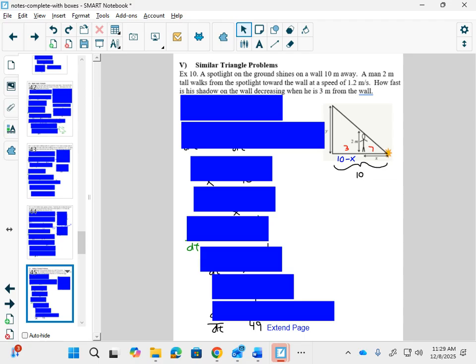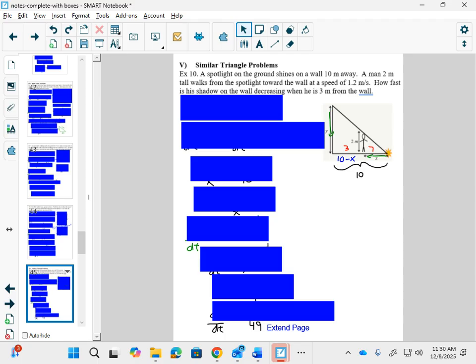So as the man is walking towards the wall, the y value is changing. So we have two things that are changing here. This value is going down. This value is getting bigger. The hard part in similar triangle questions is labeling. And you have some options in labeling. Where are you going to put your x? I could have put my x here, or I could have put my x on the left.